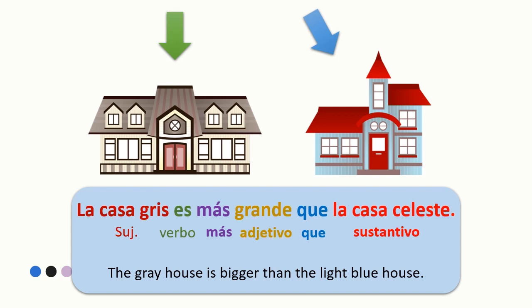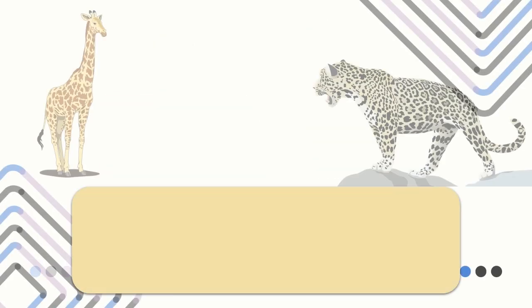We have the first subject, la casa gris, the verb to be conjugated in third person singular, es, the word more, más, the adjective big, grande, the word than, que, and finally the other noun, la casa celeste. So repeat after me. La casa gris es más grande que la casa celeste.